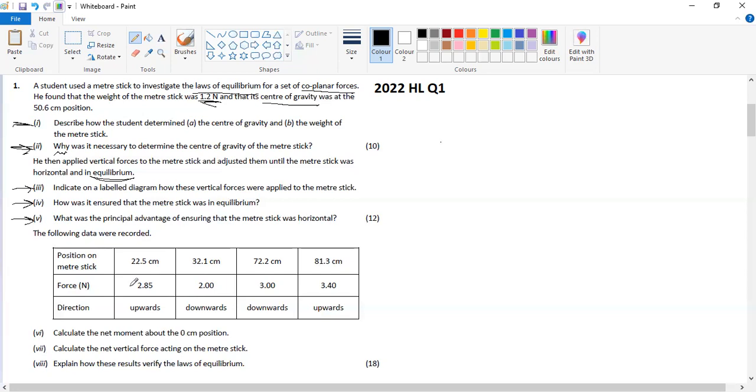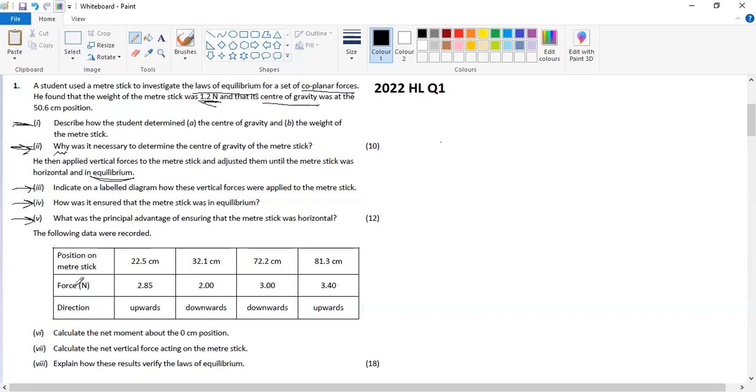If you're getting a bit confused with what I'm saying here, it will make more sense when we have the diagram in front of us, okay? So don't be too worried just yet. I'm just trying to describe what's going on in the table. And you've got upwards and downwards directions. So these are all our vertical forces that the student added. So he applied vertical forces to the meter stick. That's what's in the table.